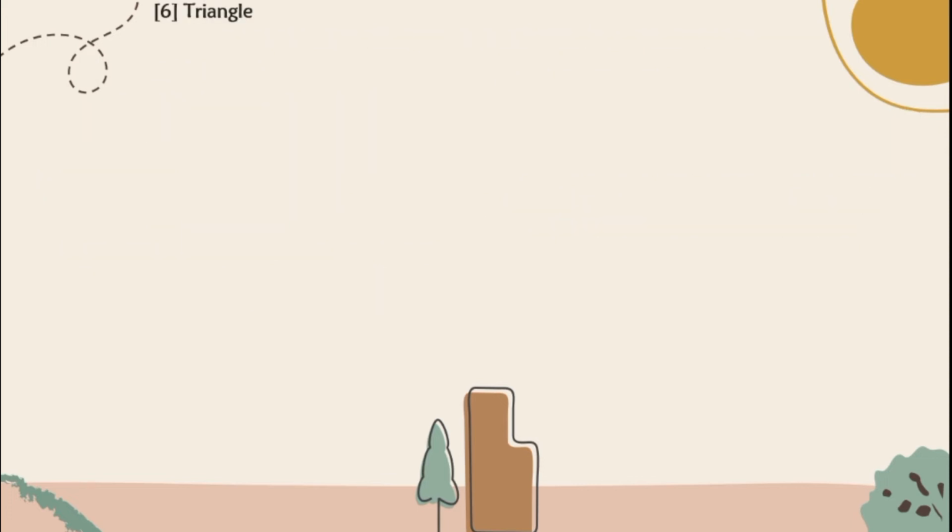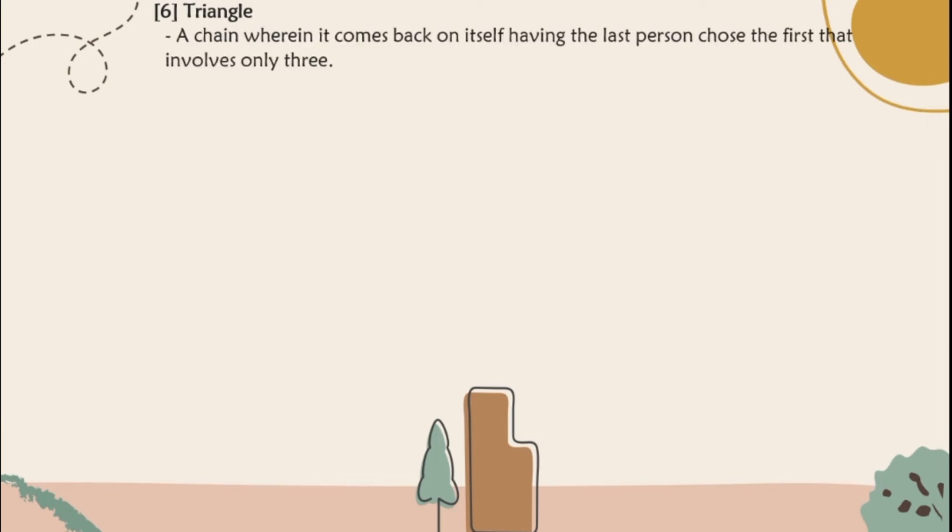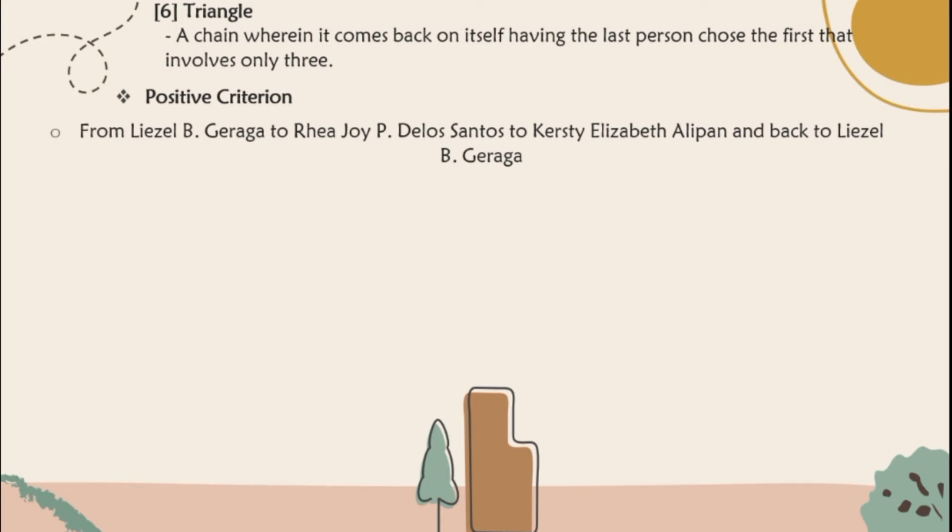Triangle. A chain wherein it comes back on itself, having the last person choose the first, that involves only three. Positive criterion. From Lizelle B. Hiraga to Ria Joy P. De Los Santos to Cristel Elizabeth Alipan and back to Lizelle B. Hiraga.